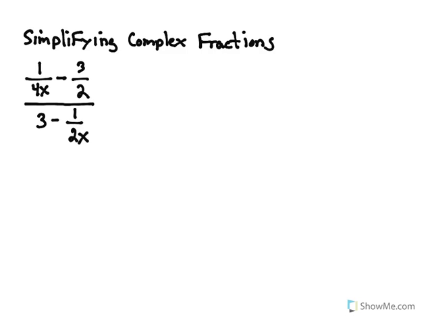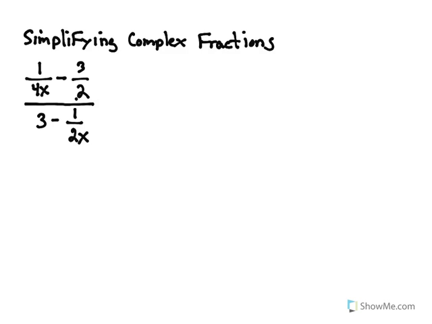So what we're going to have to do is simplify the two fractions in both the numerator and denominator into one, and then we can divide those two and get our answer. So this is going to take the prior knowledge of finding a common denominator.